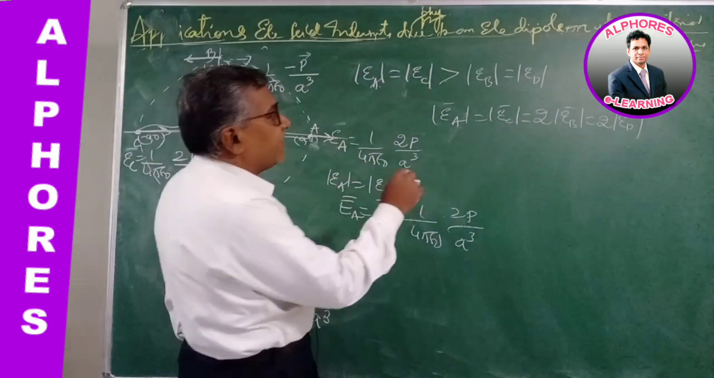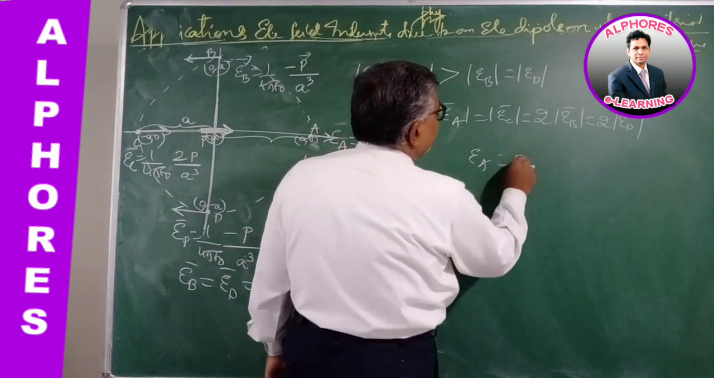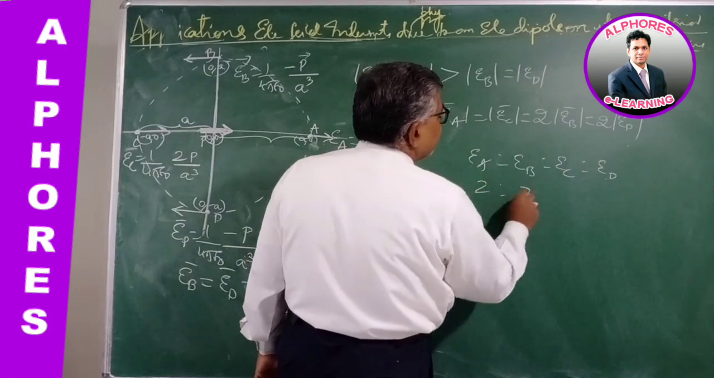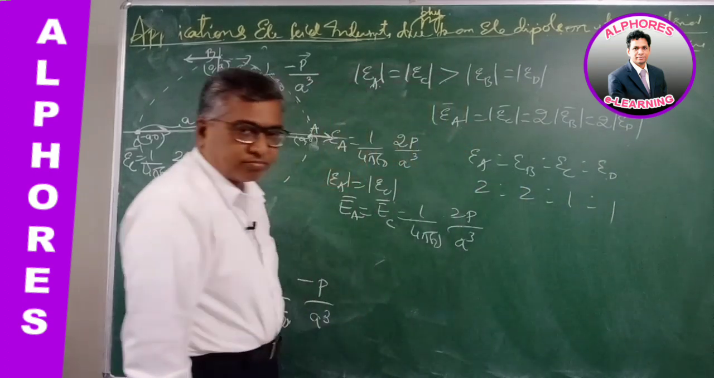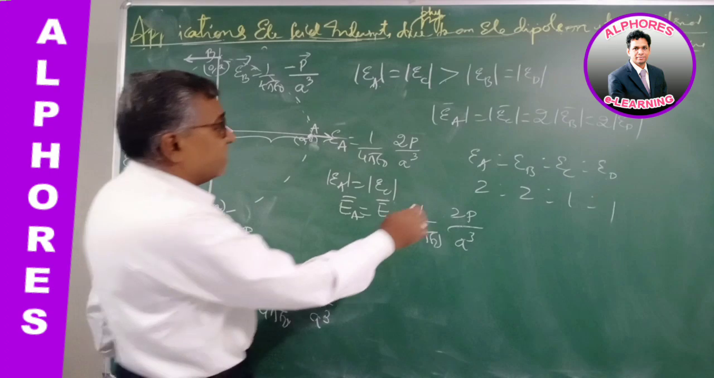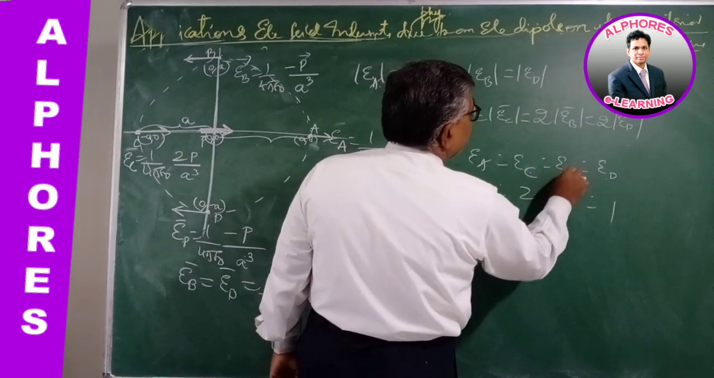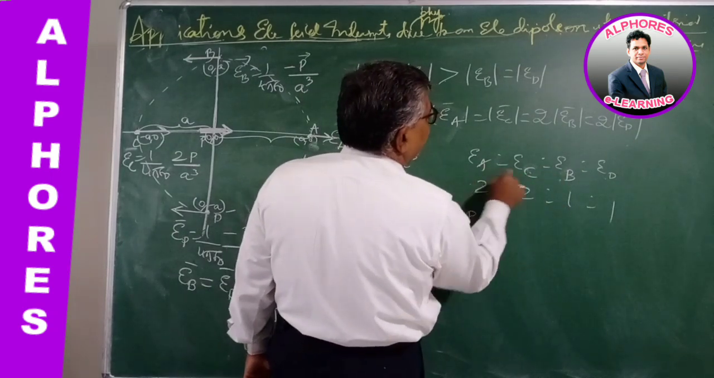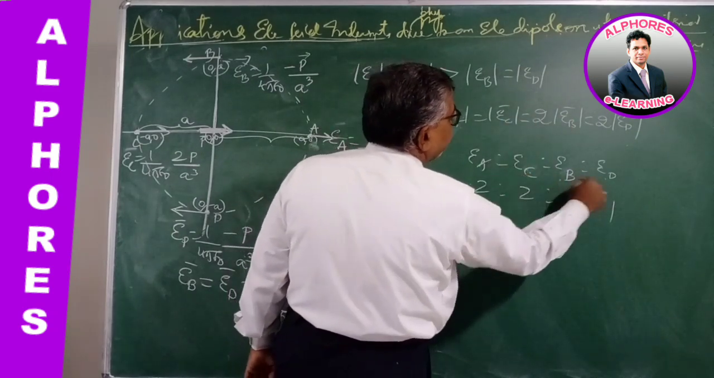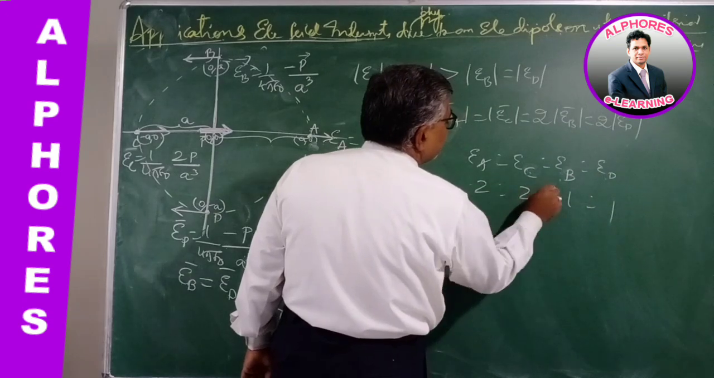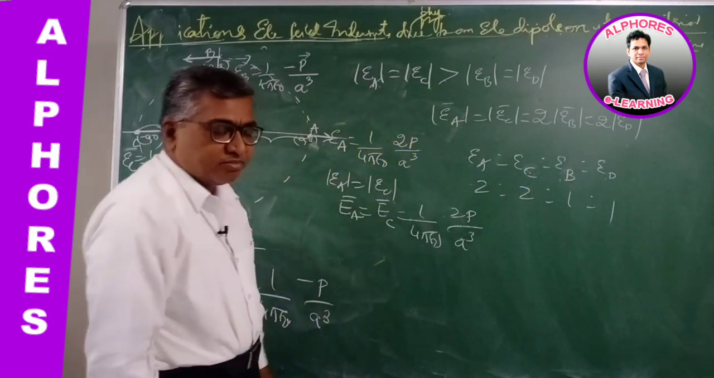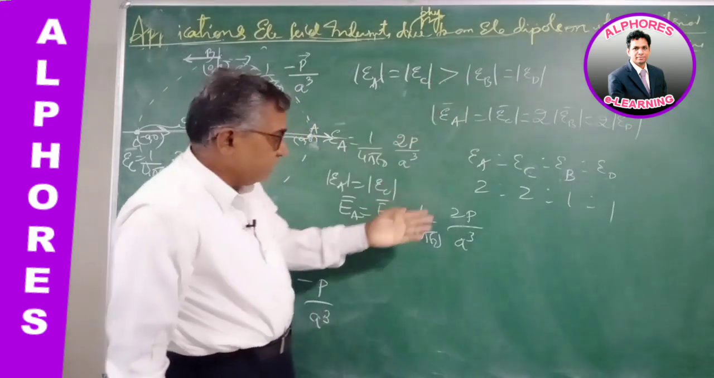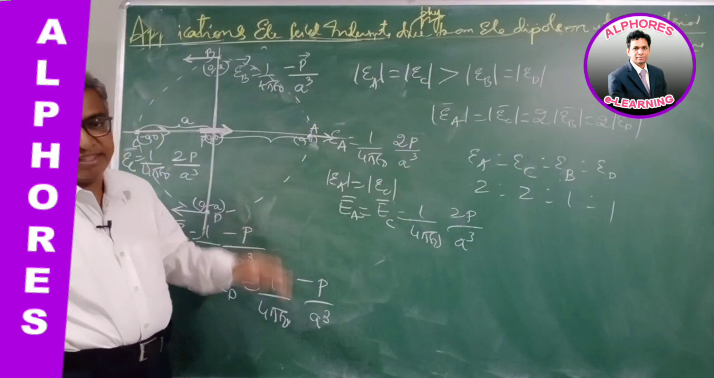So the ratio EA is to EB is to EC is to ED is 2 is to 1 is to 2 is to 1. So A and C are equal. They are twice the fields at B and D. So 2 is to 1 is to 2 is to 1 ratio. Ratio wise, equality, inequality, comparison vectorially, all this, right? Thank you.